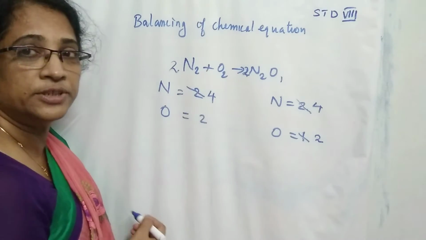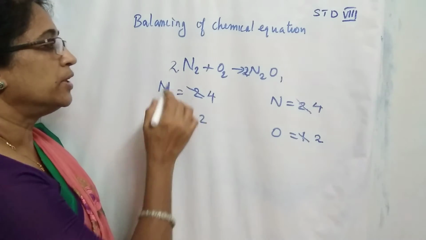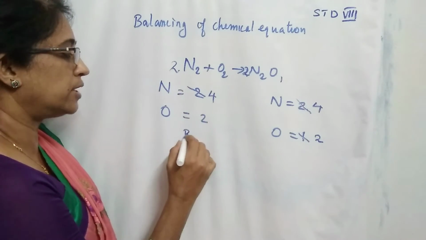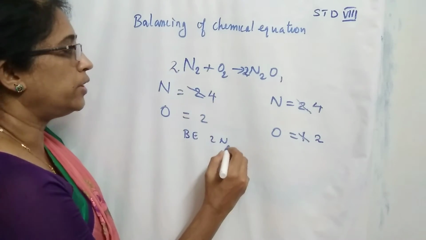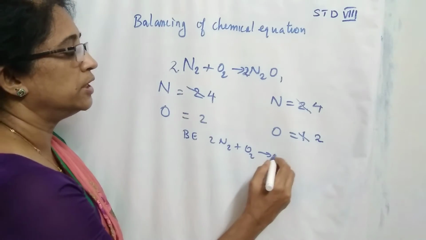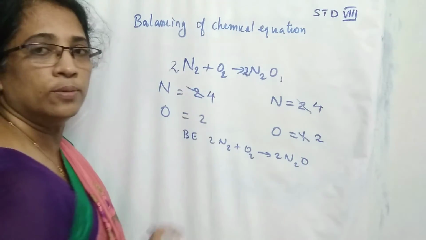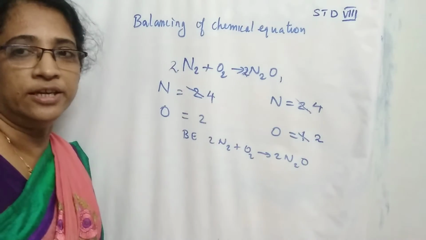Hence, we get the balanced equation as 2N2. So, let's write the balanced equation: 2N2 plus O2 gives 2N2O. This is the balanced equation.